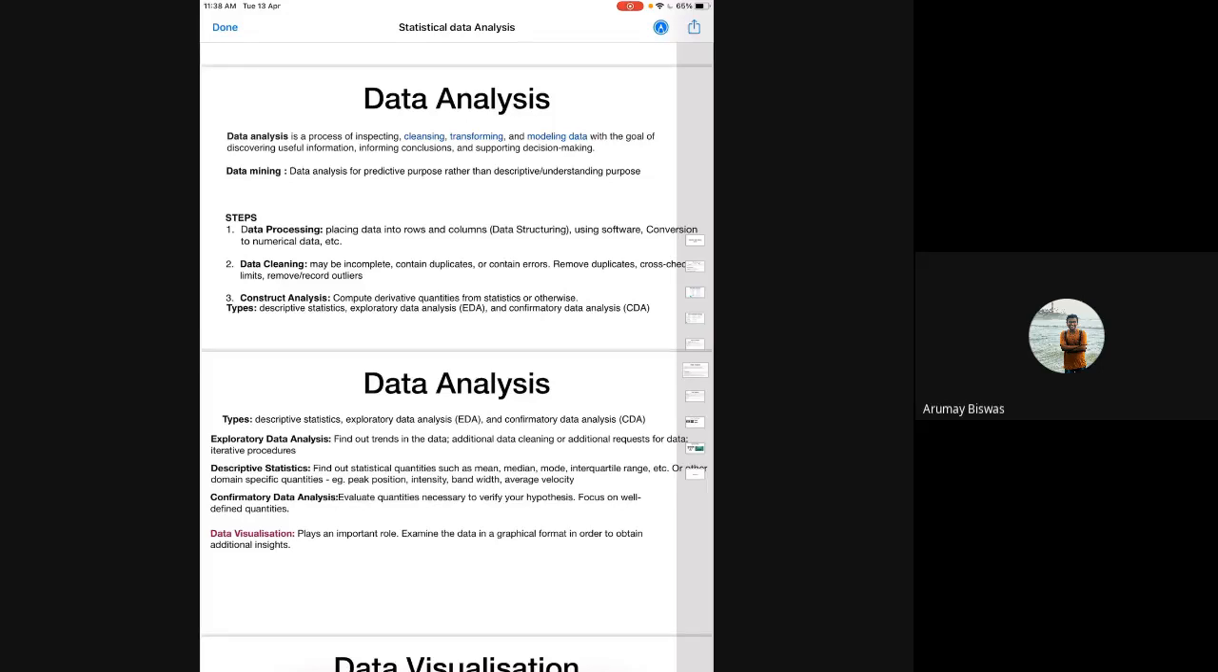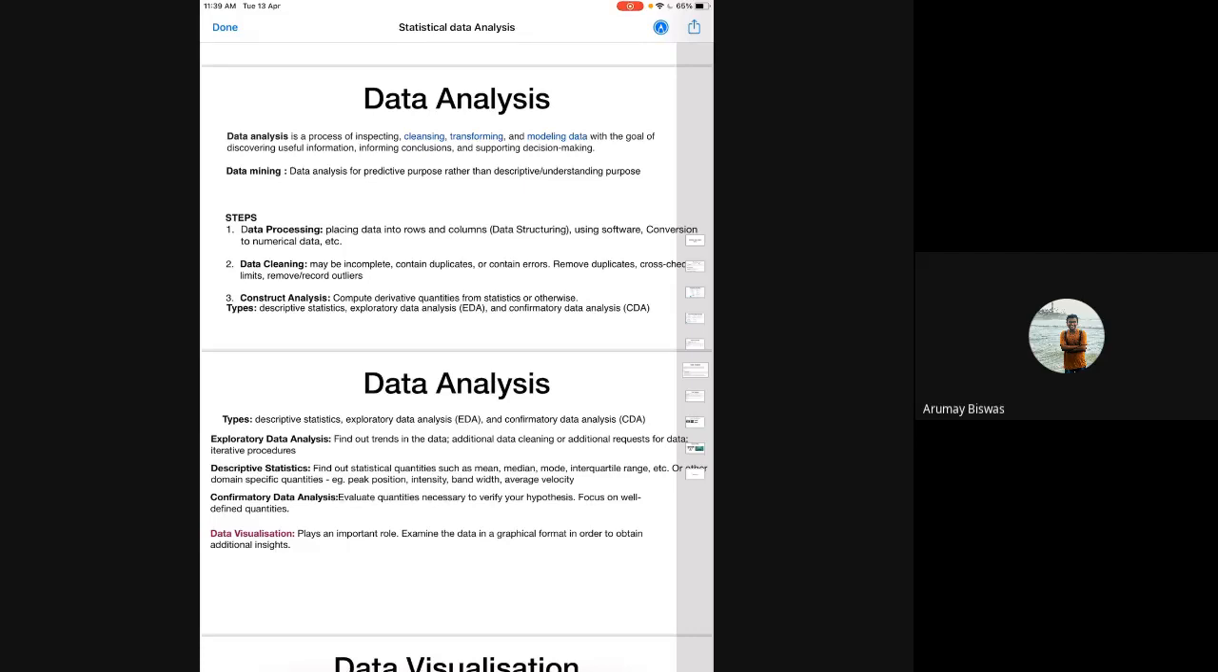Another term which has come into play, and you've been hearing it a lot, is big data and data mining. With everything going online, this has become a very major field of activity. So data mining is basically data analysis for predictive purpose rather than descriptive or understanding purpose. So if you look at data solely for the reason of understanding how people think or what is going on in a chemical system, then it is data analysis. It is particularly called mining when you use the information of trends in the data to predict what a certain group of people or even individuals will do. So when you do the prediction part, it is called data mining.